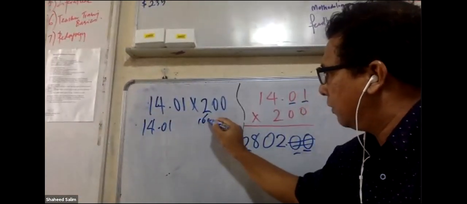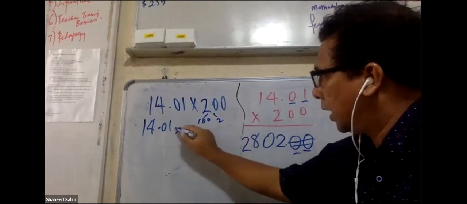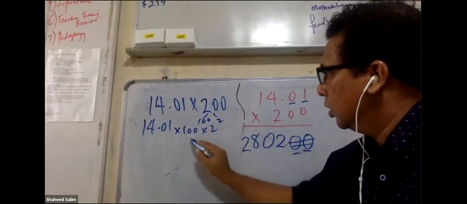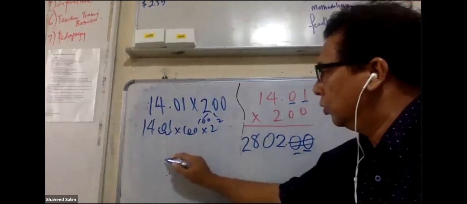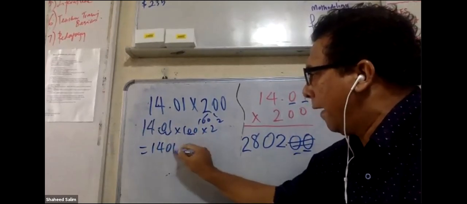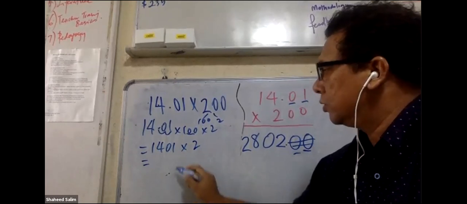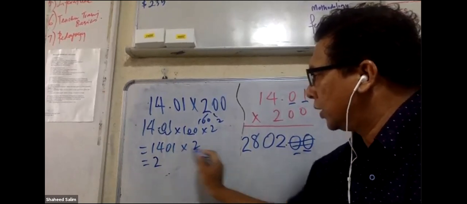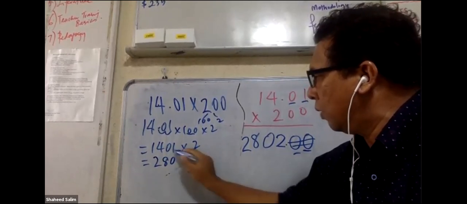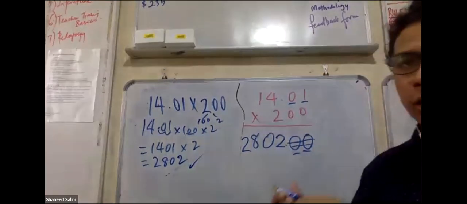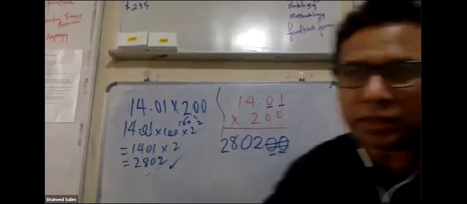You change this to 100 times 2. 100 is shift 1, shift 2. So it's the same as 1401 times 2. So you get 1 times 2, 2. 4 times 2, 8. 0 times 2, 0. 1 times 2, 2. Okay, we move on to the next question, okay? We only have 10 minutes left.